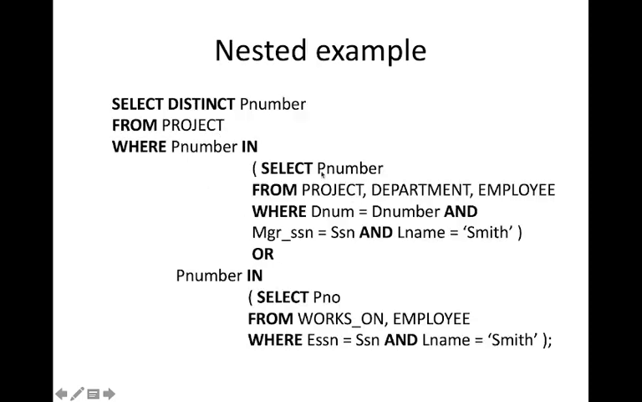This will list Smith as manager for all projects controlled by that particular department, and this lists all the project numbers where Smith actually works. So this is actually a set operation. We will get a set of project numbers here, and we compare this P number with this set and give the result. That's why we use the in operator.